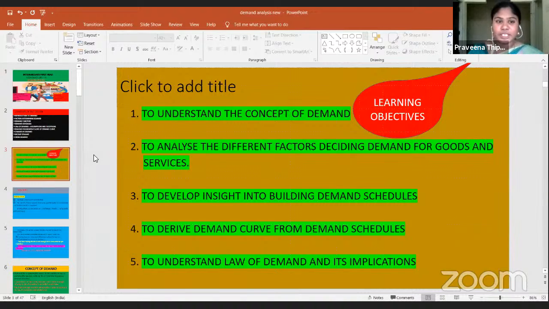The learning objectives of this session are to understand the concept of demand, to analyze the different factors deciding demand for goods and services, to develop insight into building demand schedules, to derive the demand curve from demand schedules, and last, to understand the law of demand and its implications.